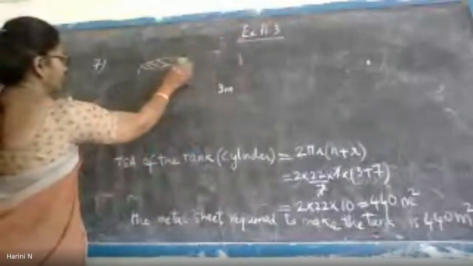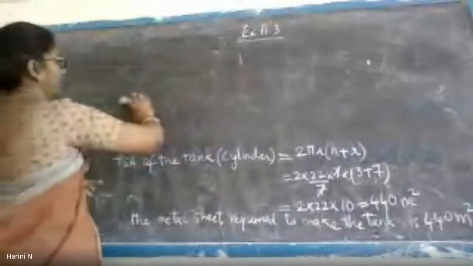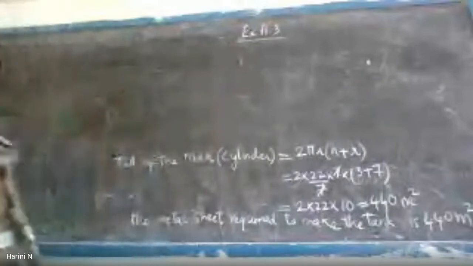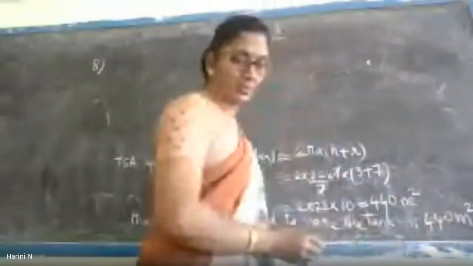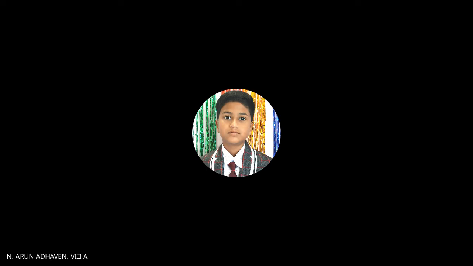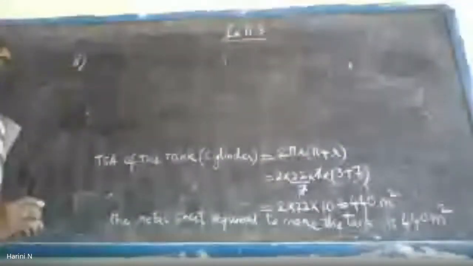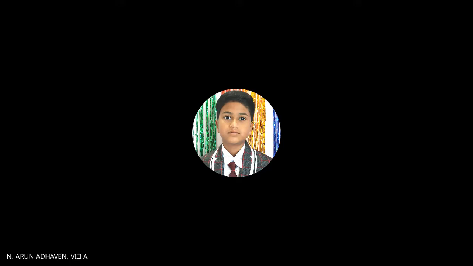Anyway, I am recording the video, so don't worry if you are not able to write as fast as I am doing it here. Alright, now we are on the problem. Ma'am, here in the last line it is 440, not 44. No, 440 meters square. Okay, ma'am, the 0 was not visible, that's right. Alright now? Yes, ma'am. Okay.